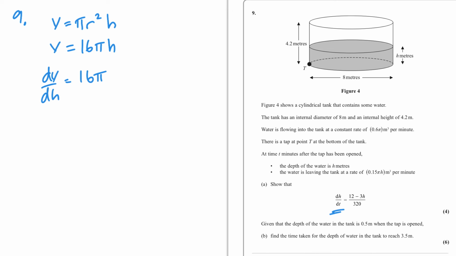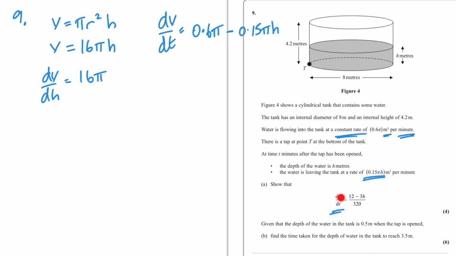Now, when I think of this rate here, it's meters cubed per minute. So that's a dV by dt. And we have 0.6 pi flowing in, and we have flowing out 0.15 pi h. So that is my rate of change in volume. I've got some flowing in and I've got some flowing out.